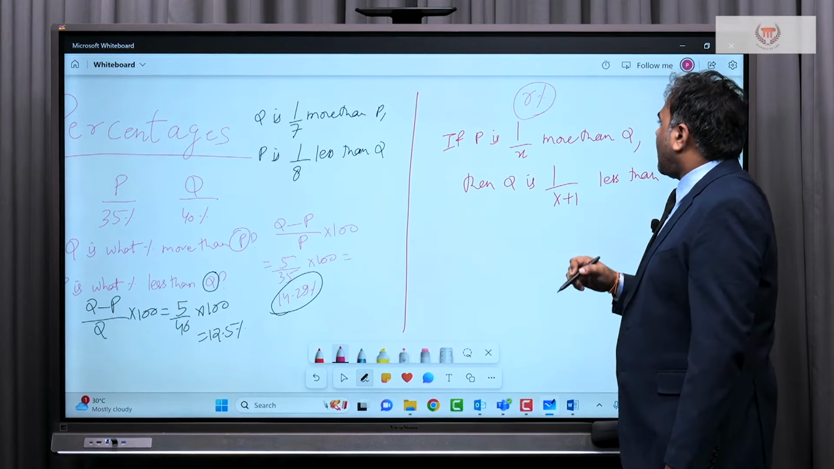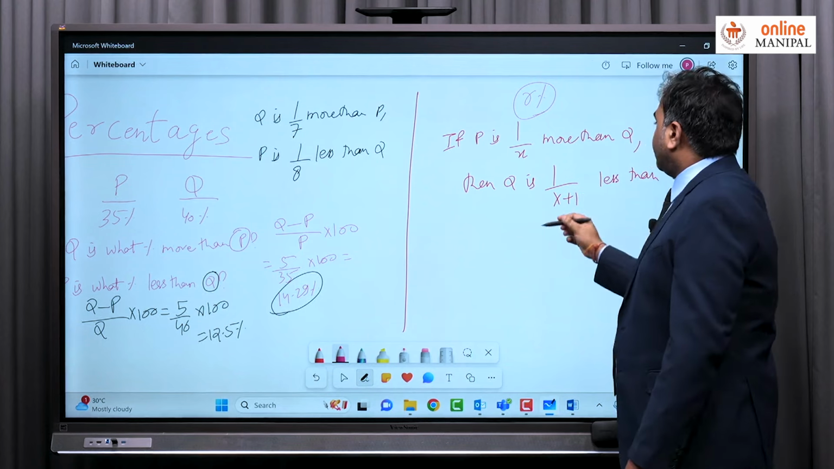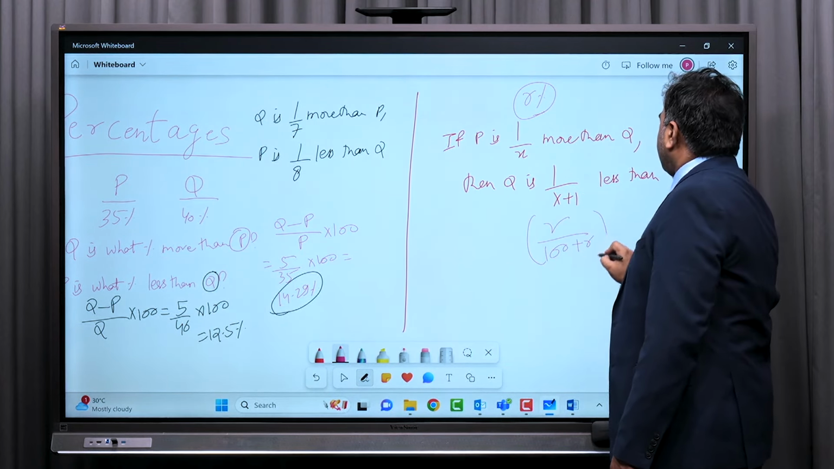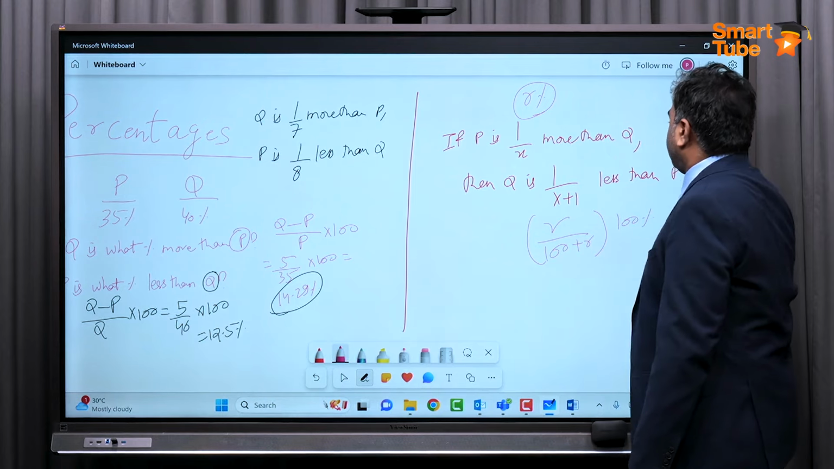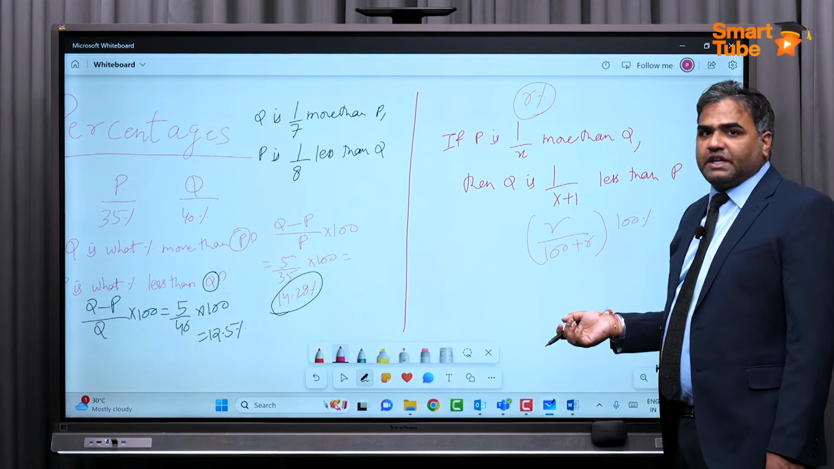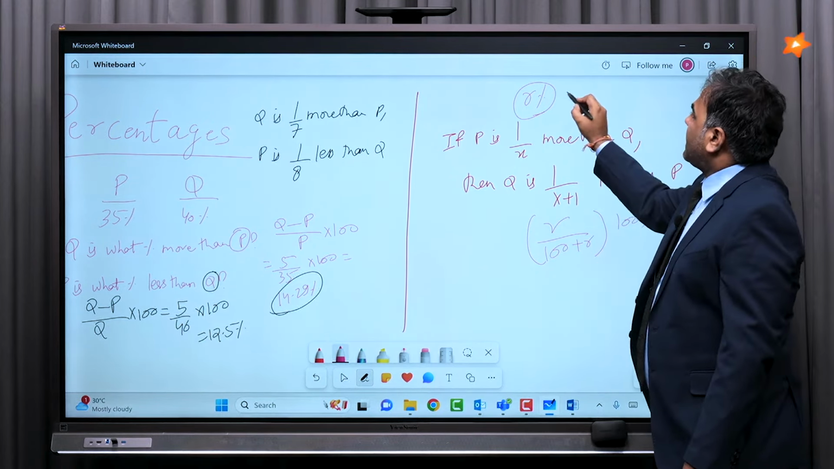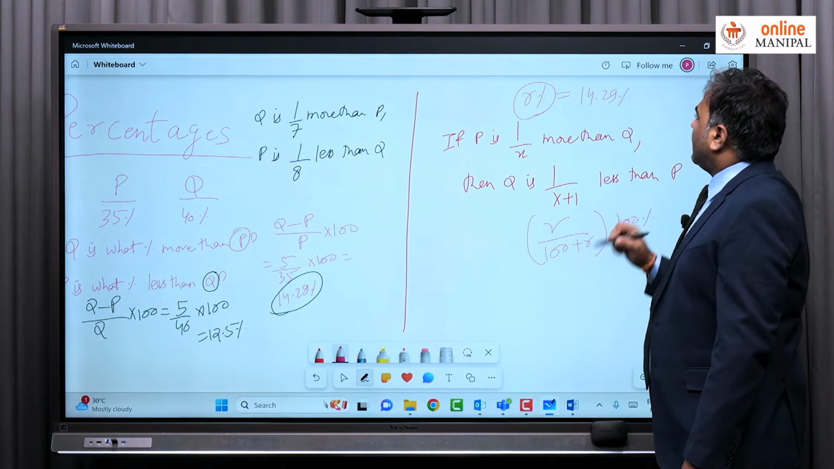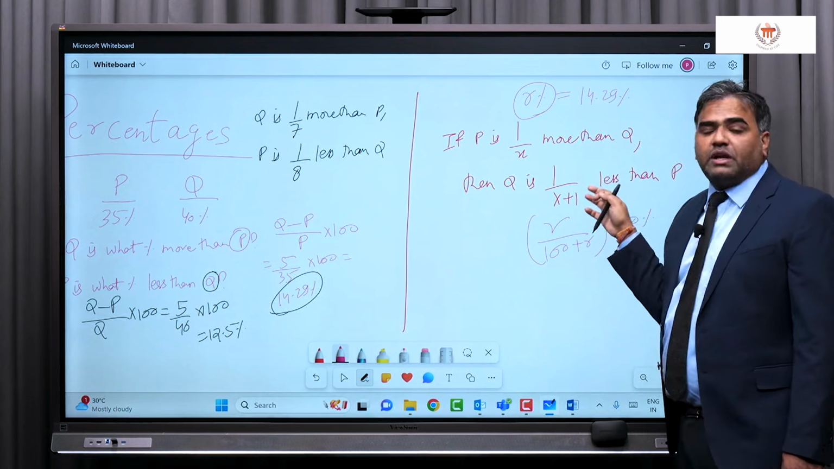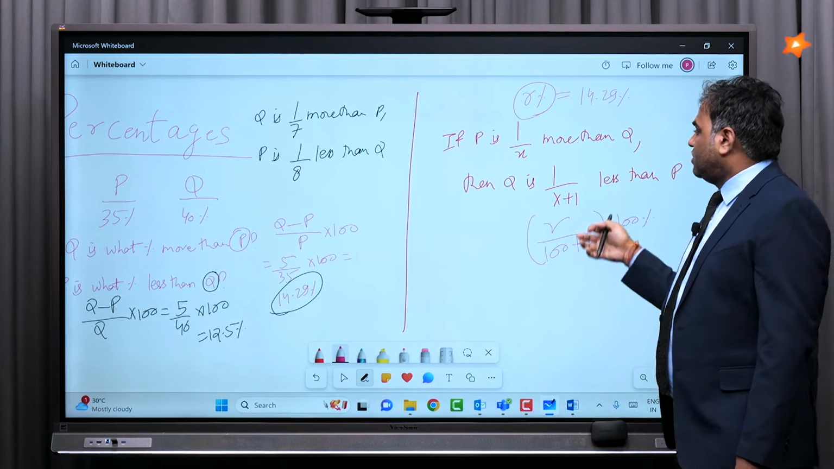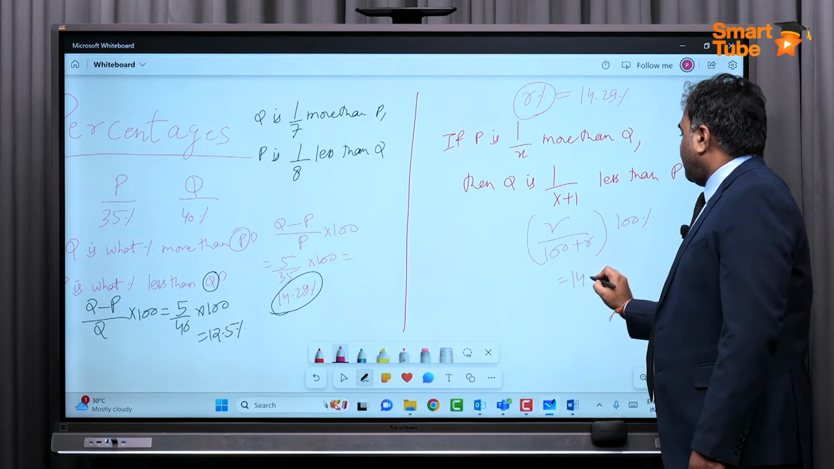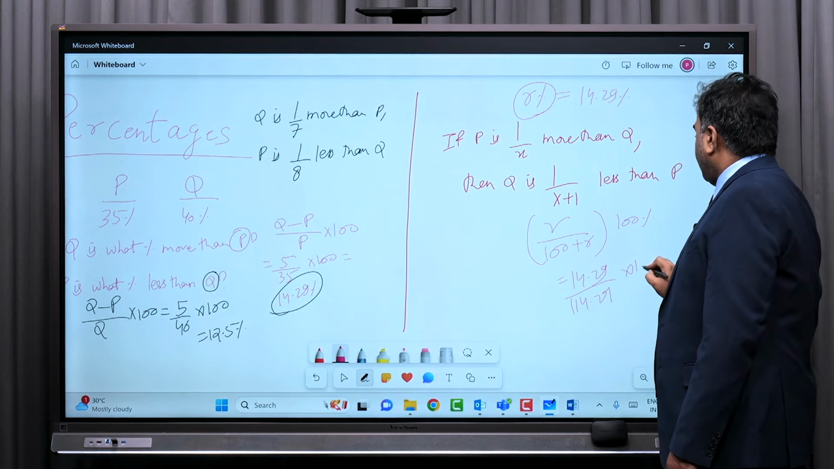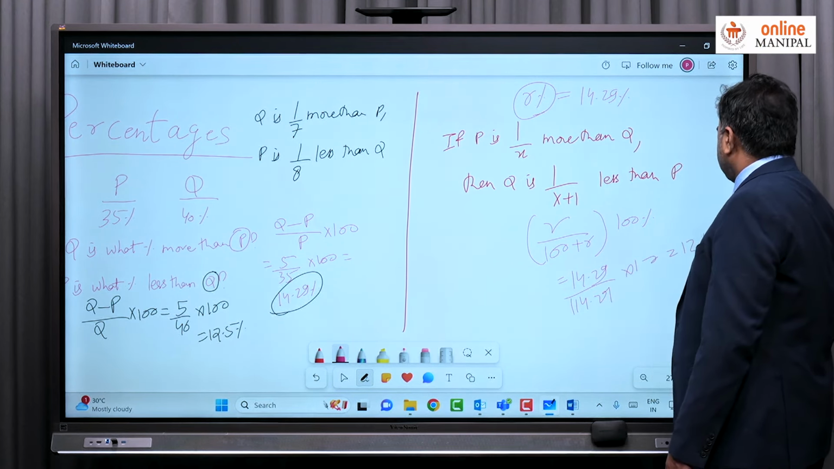So if P is R percentage more than Q, then Q is R by 100 plus R into 100% less than P. You can remember it in terms of percentage also. In that case, P was 14.29, right? So if P is 14.29% more than Q, then Q is nothing but 14.29 by 114.29 into 100. If you do this, you'll get 12.5%.